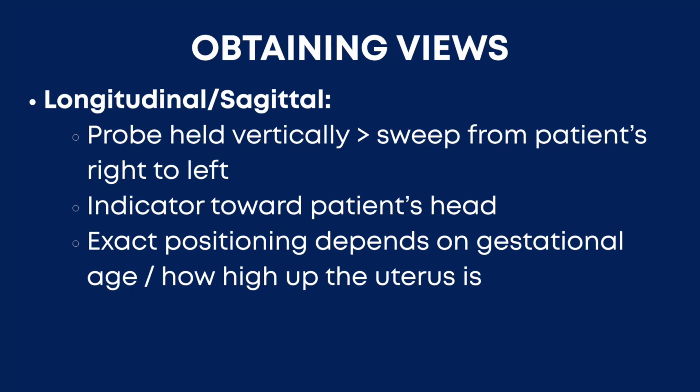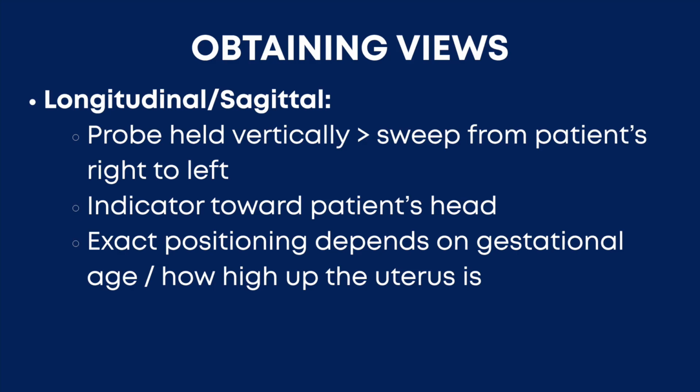The first view is a longitudinal or sagittal view. In this view, the probe is held up vertically with the indicator toward the patient's head. And here you will sweep entirely from the patient's right side to the left side to visualize the entire uterus and the fetus within the uterus.